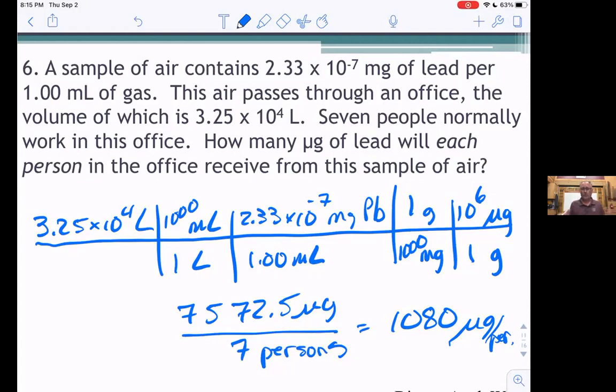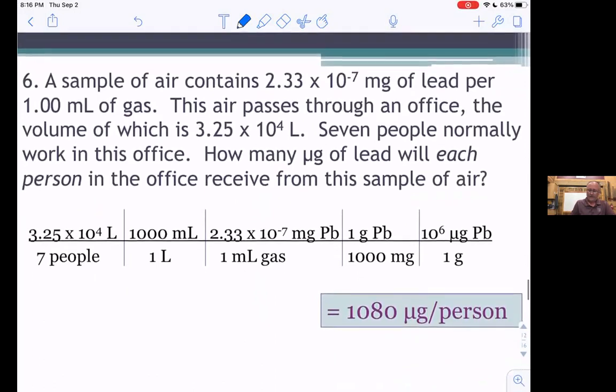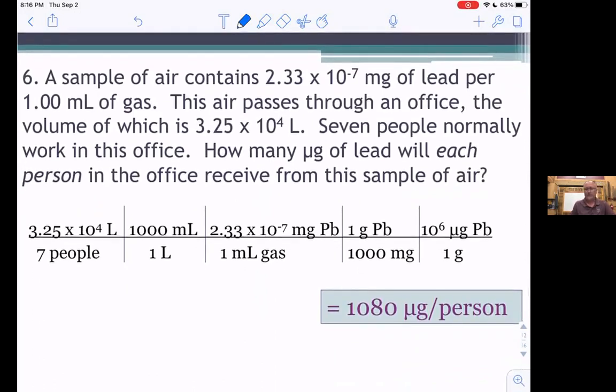So this one was a little weird to read. You could have started with 1 office, and then in 1 office, it's that many liters. You could have said 1 office was 7 people as a conversion factor, and then that many liters is 1 office. It was a little strange. Or you could have just waited till the end like I did and divided by the 7 people. That would be fine too. So here it's done just a little bit differently, but it's the same essentially. They just divided by the 7 people.